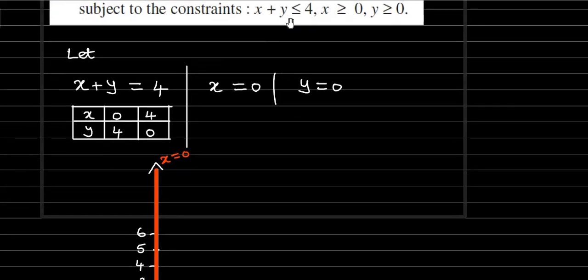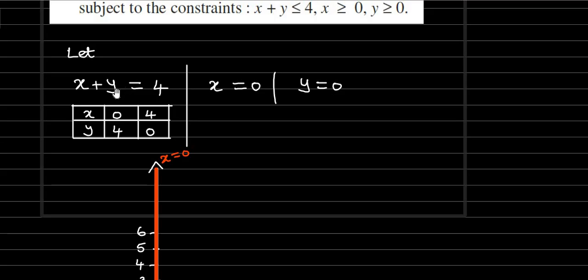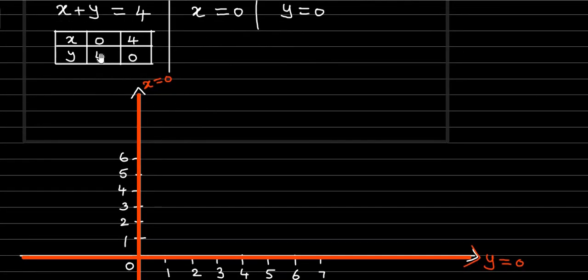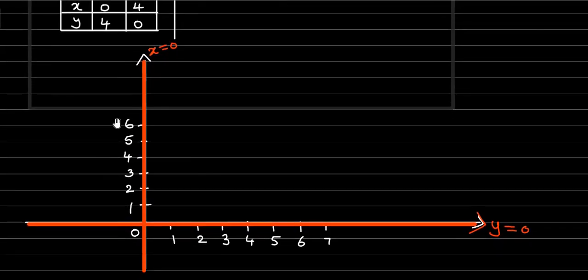Now to express this particular inequality, I have rewritten it as an equation to identify the line in the graph. So what are the points that we have? 0 comma 4. So where do we have 0 comma 4? Sorry, here. This particular point is 0 comma 4. And this point is 4 comma 0. Only in the y-axis, x will be 0. In the x-axis, y will be 0.